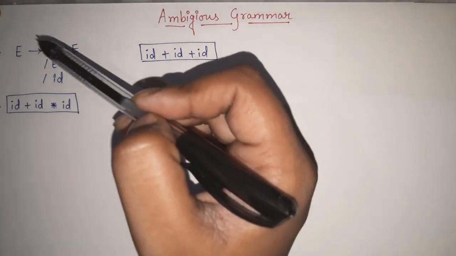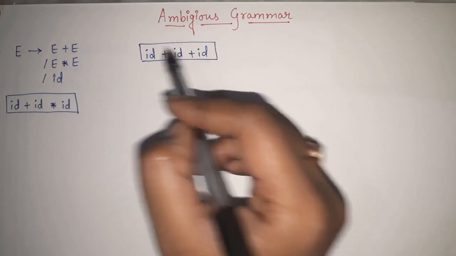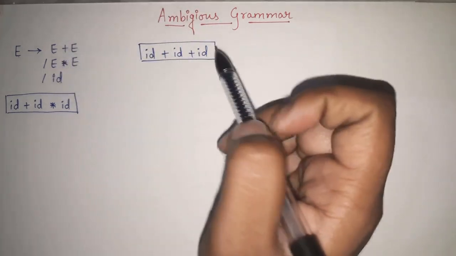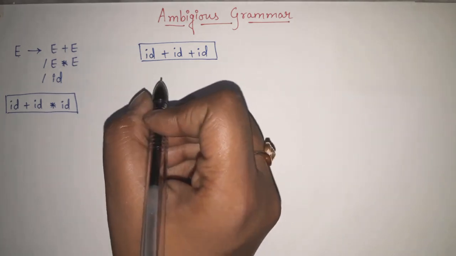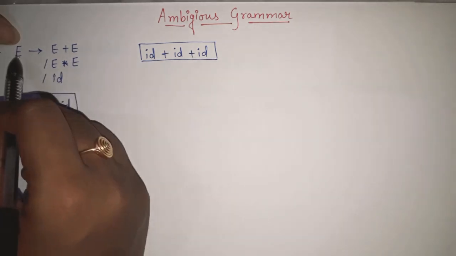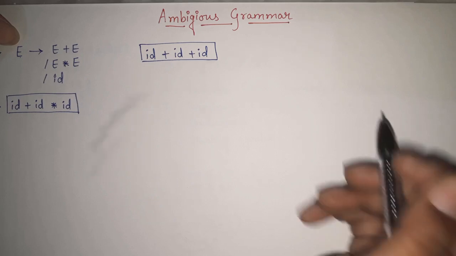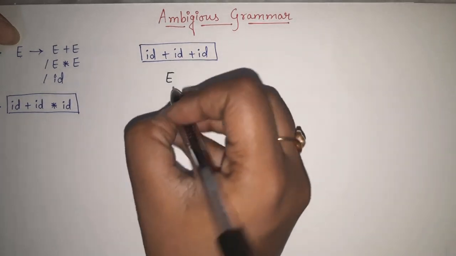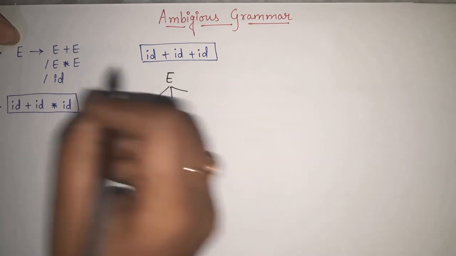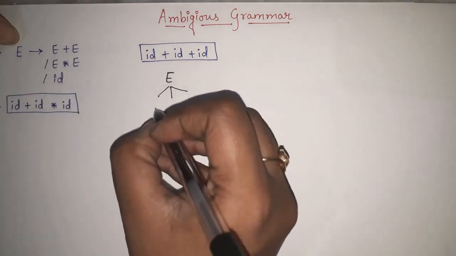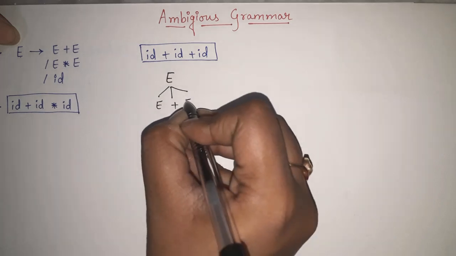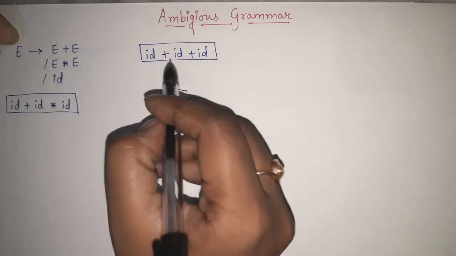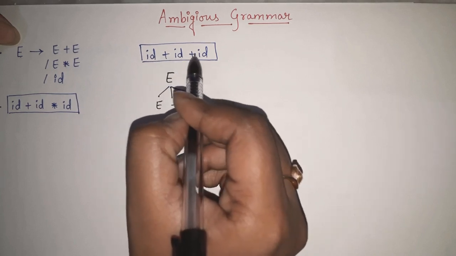Let's take this example first. This is my given grammar, and this is my given string. How will we draw our parse tree? We start with our starting symbol, E. Starting with E, first I use the production E gives E plus E. Then I could also write E gives E star E. But I want to generate id plus id plus id, meaning I want only the plus symbol.